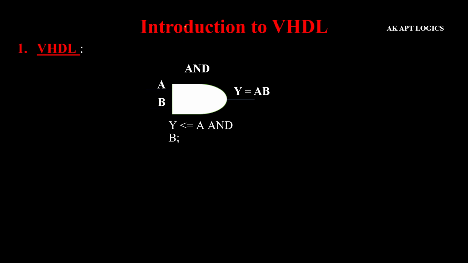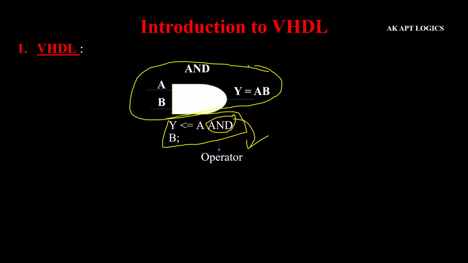Next, VHDL. Suppose we are going to take the AND gate. Okay, we will write the expression of the AND gate like y <= a and b. Where this and is a keyword. Okay, like this we will write the code format of this circuit. This is the AND gate, which is a circuit in digital electronics. We are going to write it in code format like this in VHDL.